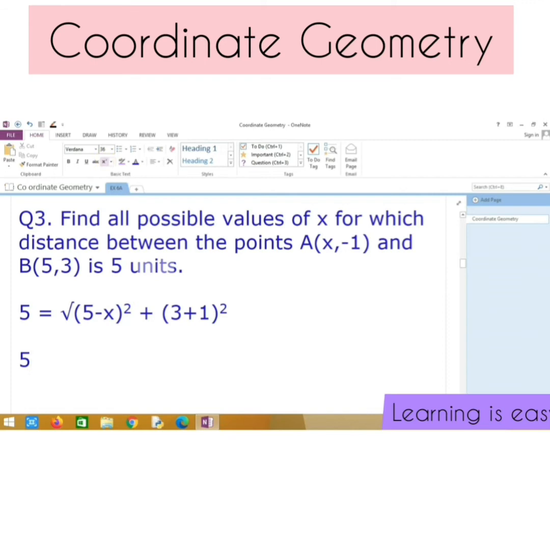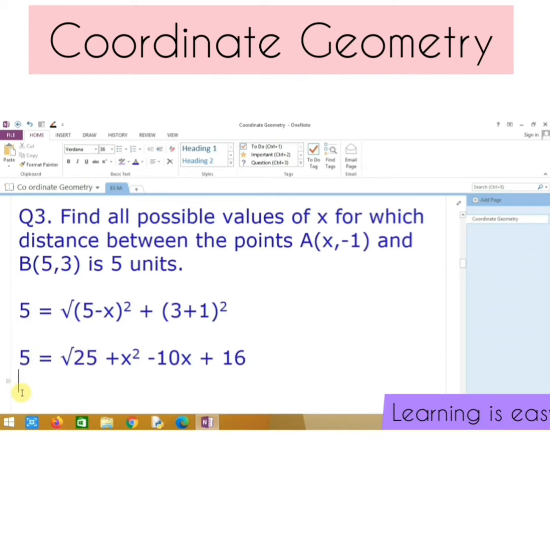5 minus x whole square is of the form a minus b whole square, which is a square minus 2ab plus b square. So 25 plus x square minus 2ab. That's going to be 5 2s are 10, minus 10x. Plus 4 square is 16.